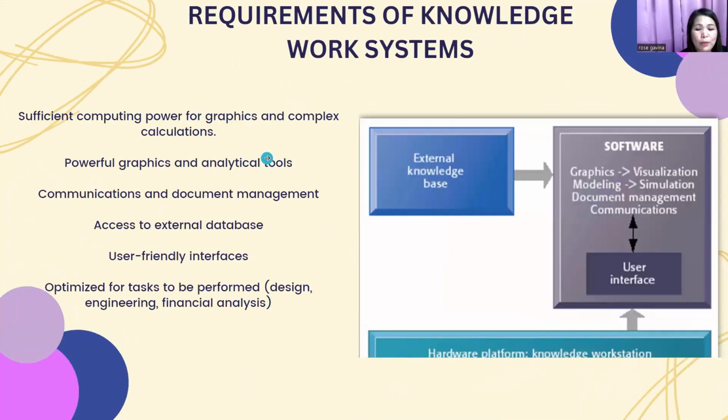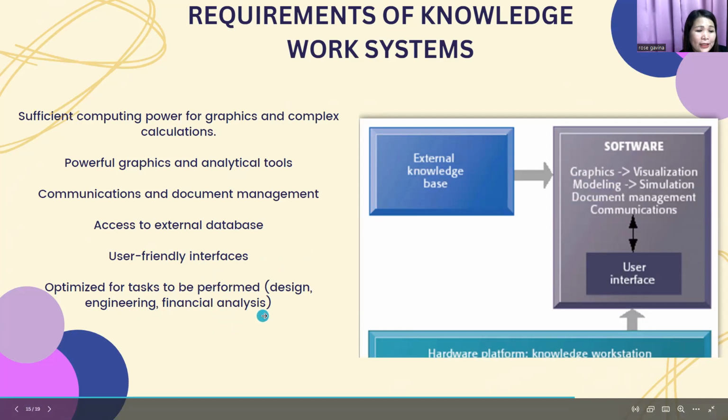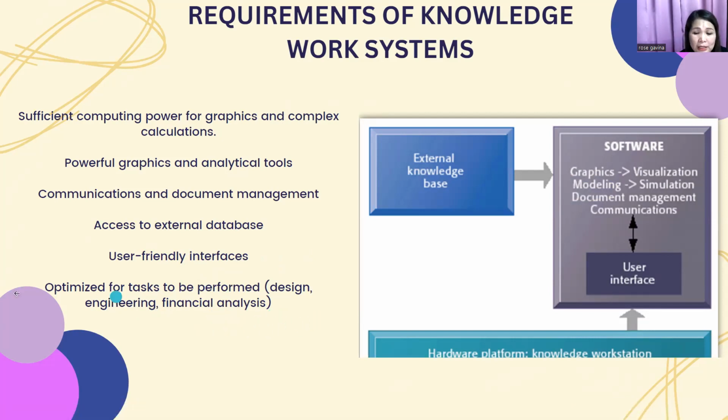So requirements of knowledge management work systems. Sufficient computing power for graphics and complex calculations, powerful graphics and analytical tools, communications and document management, access to external databases, user-friendly interfaces, optimized for tasks to be performed: the design, the engineering, and the financial analysis. So these systems require great computing power, access to external databases, easy to use interfaces, and optimization for the specific tasks to be performed.